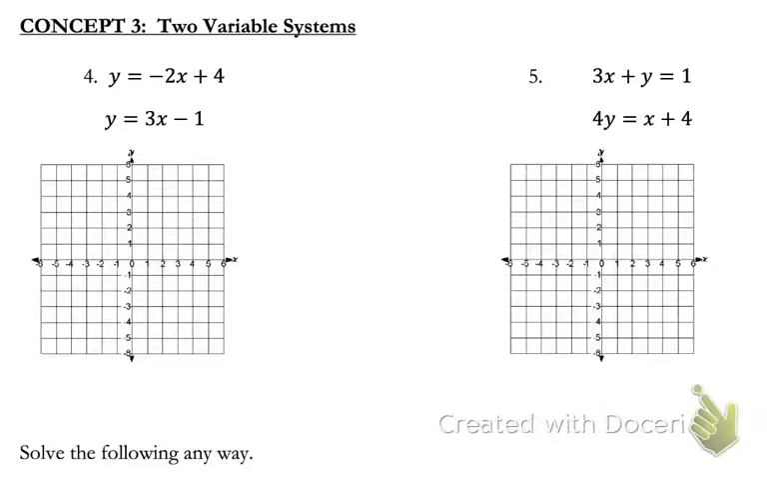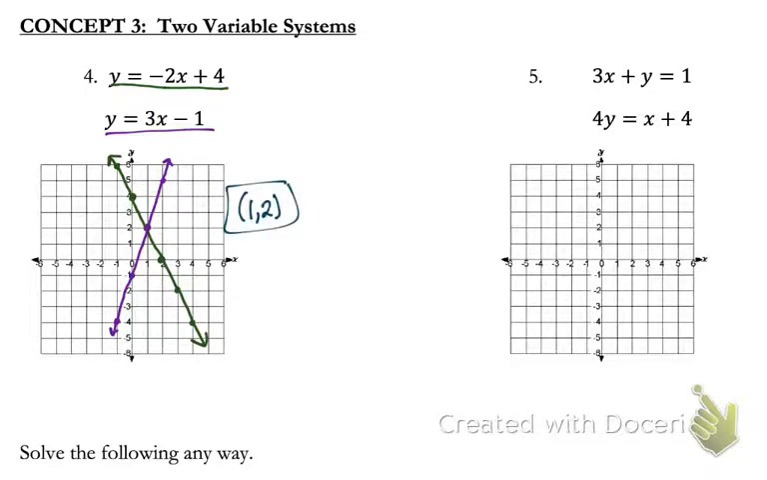For problems 4 and 5, we're going to be graphing the systems in order to find the solution. Problem 4, both of the equations are already in y equals mx plus b form, so we can just go ahead and graph them. Start with your y-intercept, your b, and then do your slope. And in the end, we find our answer to be the point 1, 2. Always make sure to write your final answer as a point.